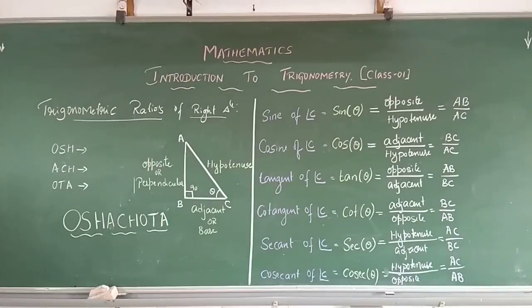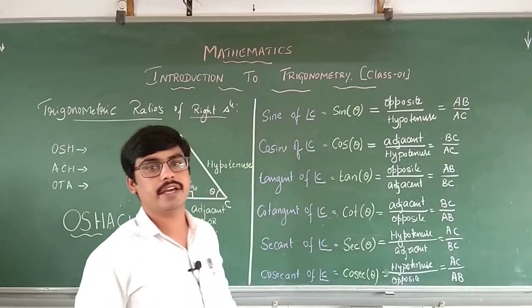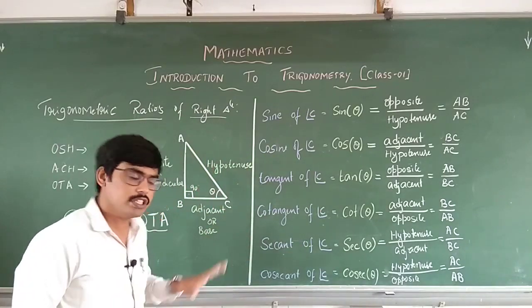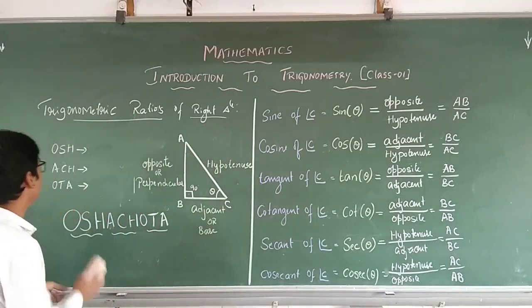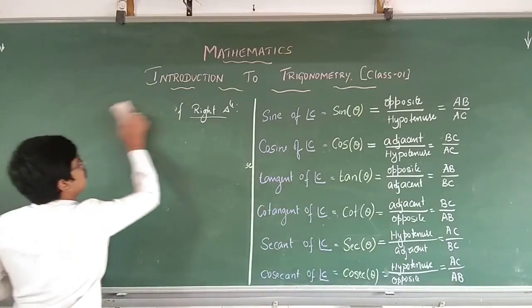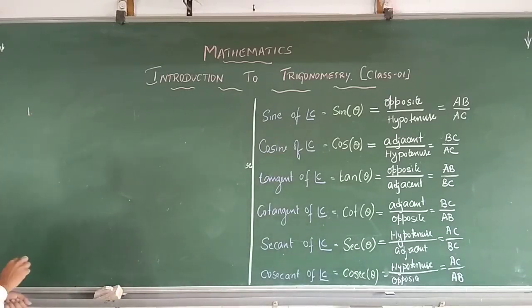The word is OSHACHOTA, that is OSH, ACH and OTA. If I remember this 9 letter word, we can write all 6 trigonometric ratios. Right. Now we will group these trigonometric ratios into separate groups. I am going to group the ratios. I will call the first group reciprocal ratios. Before that, let me add one more point in the note.